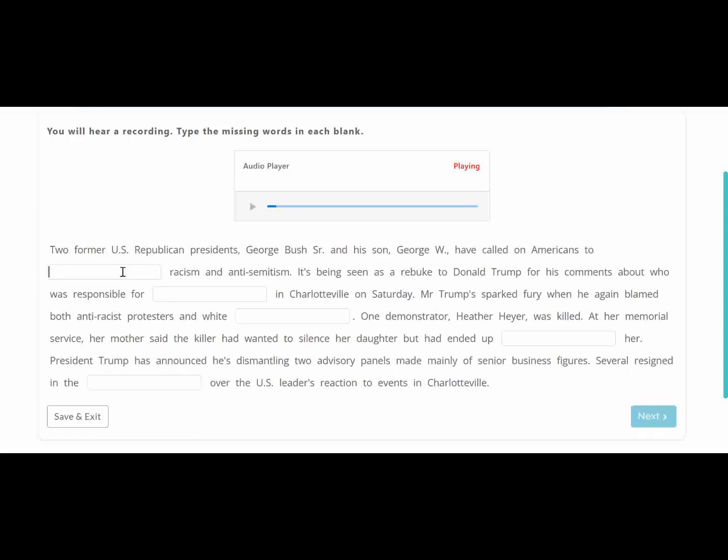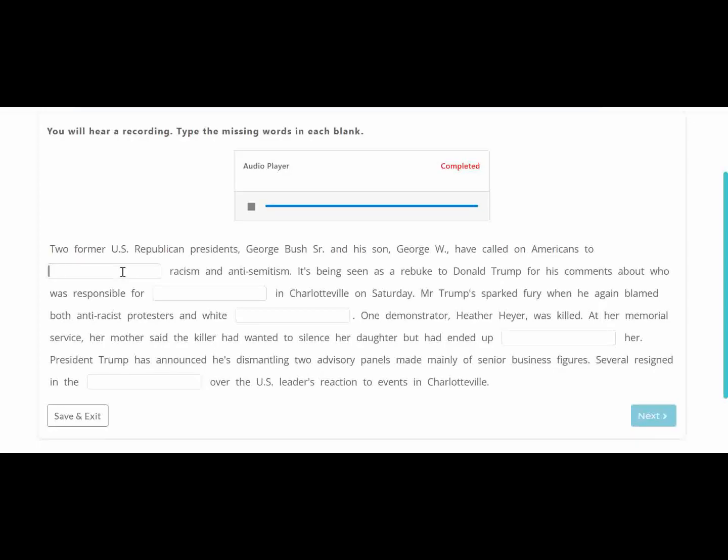Two former U.S. Republican presidents, George Bush Sr. and his son George W., have called on Americans to reject racism and anti-Semitism. It's being seen as a rebuke to Donald Trump for his comments about who was responsible for clashes in Charlottesville on Saturday. Mr. Trump sparked fury when he again blamed both anti-racist protesters and white supremacists. One demonstrator, Heather Heyer, was killed. At her memorial service, her mother said the killer had wanted to silence her daughter, but had ended up magnifying her. President Trump has announced he's dismantling two advisory panels made up mainly of senior business figures. Several resigned in the controversy over the U.S. leader's reaction to events in Charlottesville.